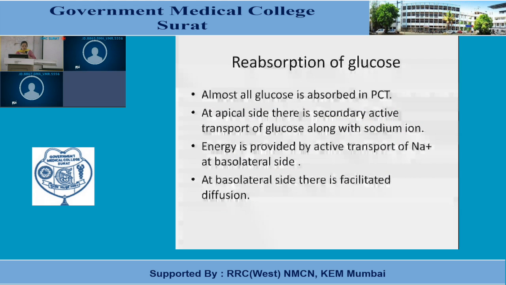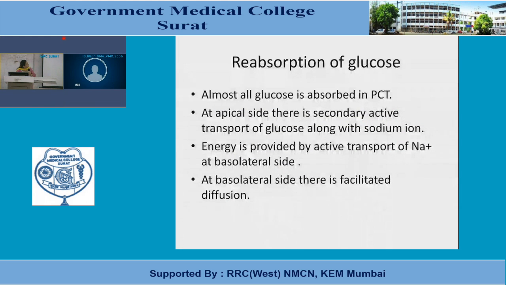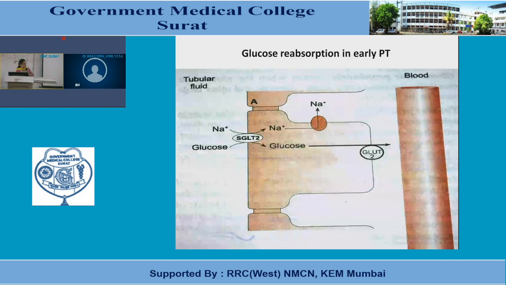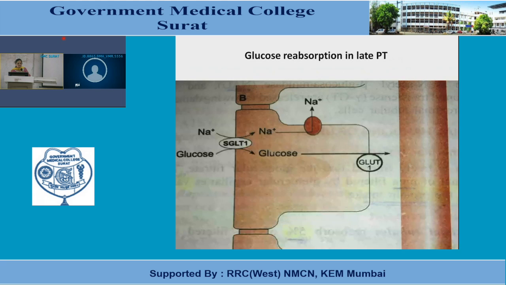Reabsorption of glucose is by facilitated diffusion. Energy is provided by active transport of sodium. So this is a typical glucose reabsorption with SGLT2 and GLUT2. On the tubular side, you have the SGLT2 along with sodium co-transport, and then glucose moves to the interstitium through GLUT2, and that is then ultimately absorbed in the blood. So these are the mechanisms in the different segments of the tubes.